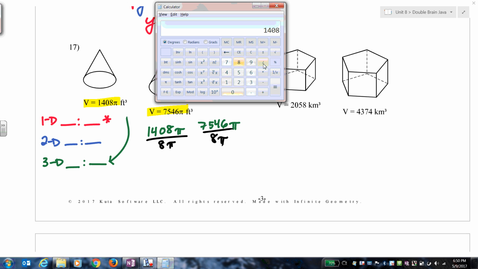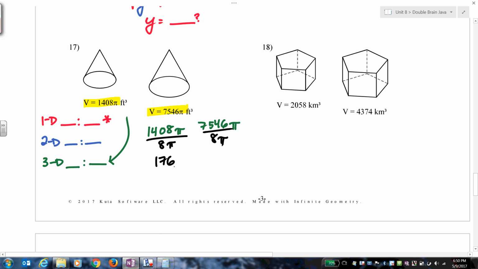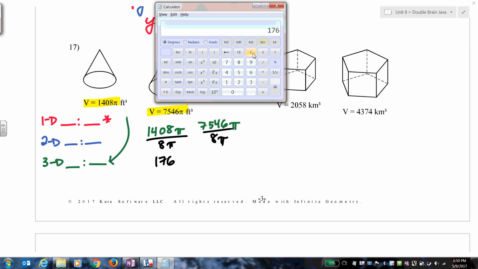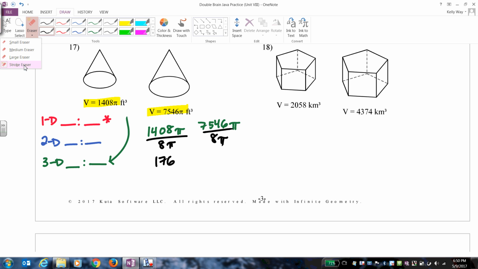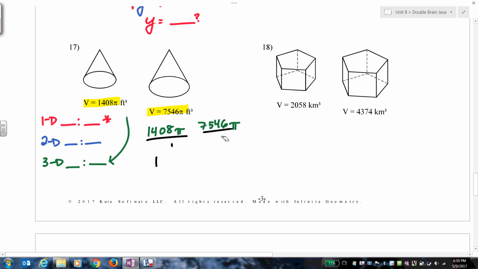I get 1408 divided by 8, 176. And let's try 7546 divided by 8. That doesn't work either. So 8 pi doesn't work. So it's just trial and error to find a number that goes into both of them evenly. We're going to have to go smaller. So obviously, let's just start with 2.